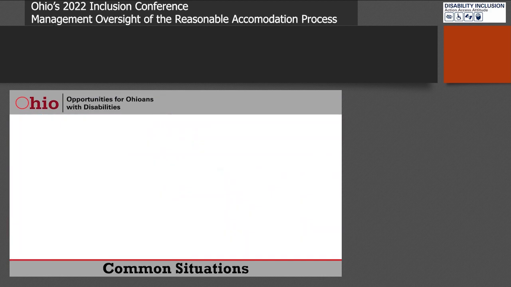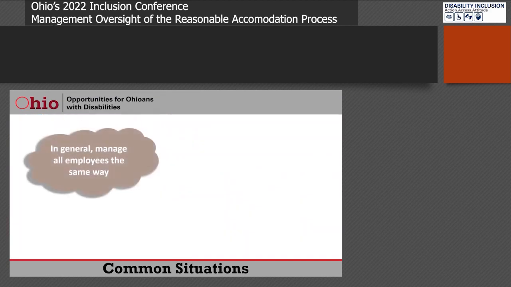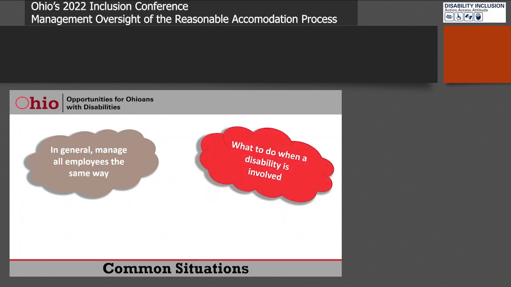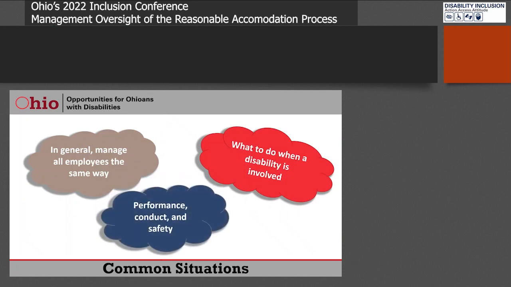Now, in general, supervisors manage employees with disabilities the same way they manage all employees. But there are some common workplace situations that can occur, and when they do, supervisors aren't always sure how to handle the situation when a disability is involved. Dustin, you are right, and these include situations like performance, conduct, and safety. Most of the questions that we receive are about performance, so let's start there.